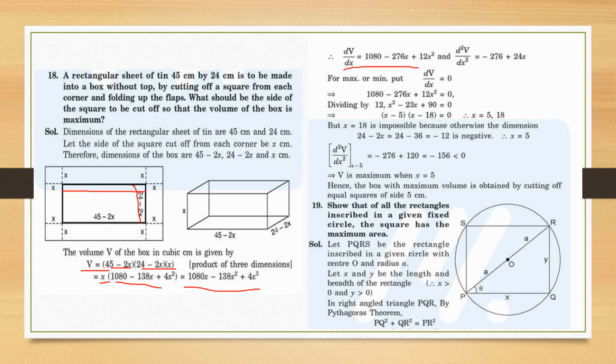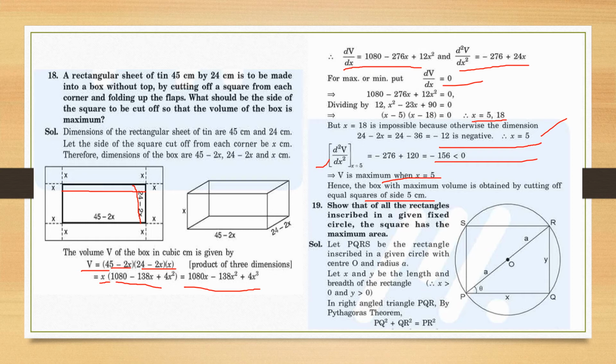So dv by dx, then d square v by dx square. After finding the critical point, x is 5 and 18. 18 will be rejected as it will give me the width negative, 24 minus 2x negative. So x equal to 5 is the only option. Second derivative at x equal to 5 is negative, so volume is maximum. Hence the box with maximum volume is obtained by cutting off equal squares of side 5 centimeter.